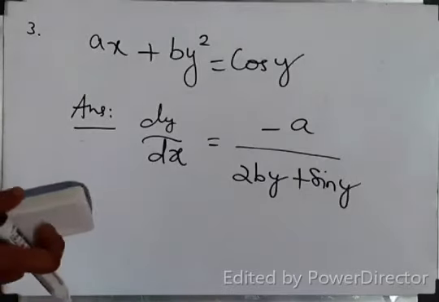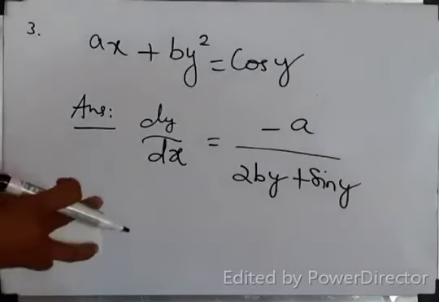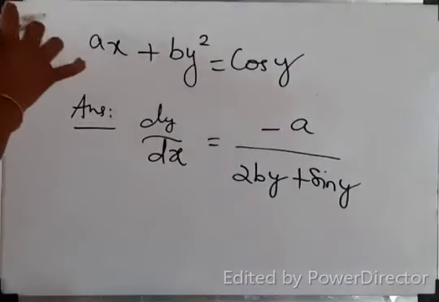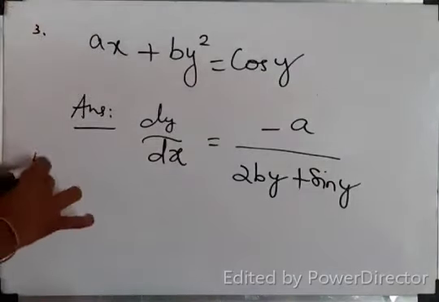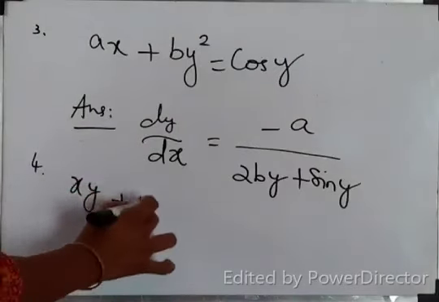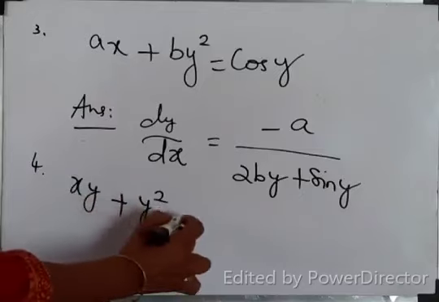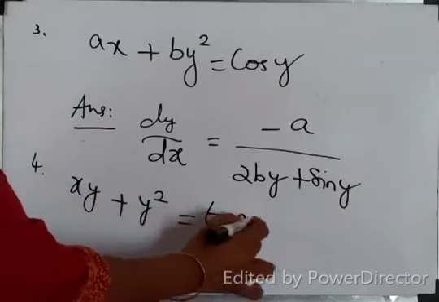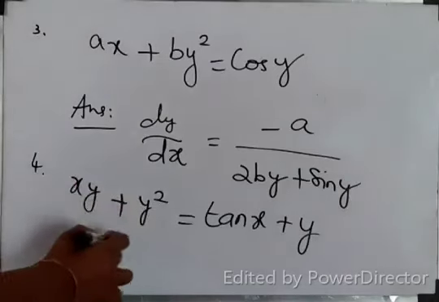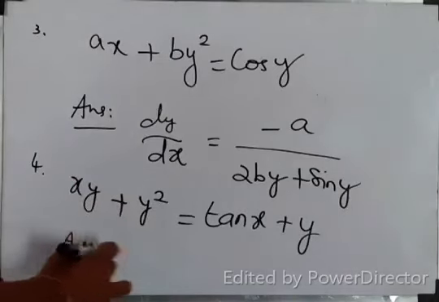Now, question number 4: xy plus y squared equal to tan x plus y. What is the answer?